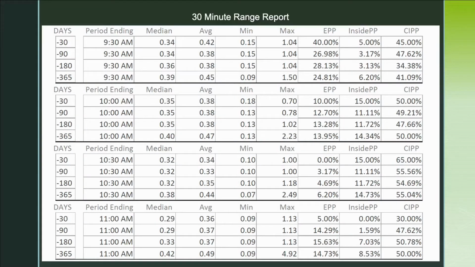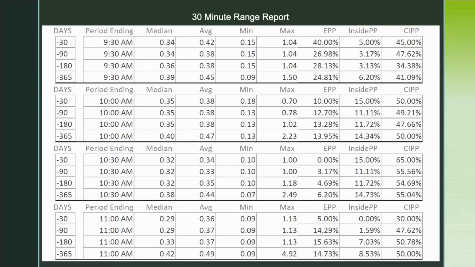Here we see an example of one of our 30-minute range reports. This happens to be the crude oil report. I think this is the same report that we used in the inside PP lesson. Now take a note of the second column there, the period ending, as we covered in the inside PP lesson. That's the period ending. For instance, the top one is 9:30, so that means it would be the period between 9 a.m. and 9:30 a.m.